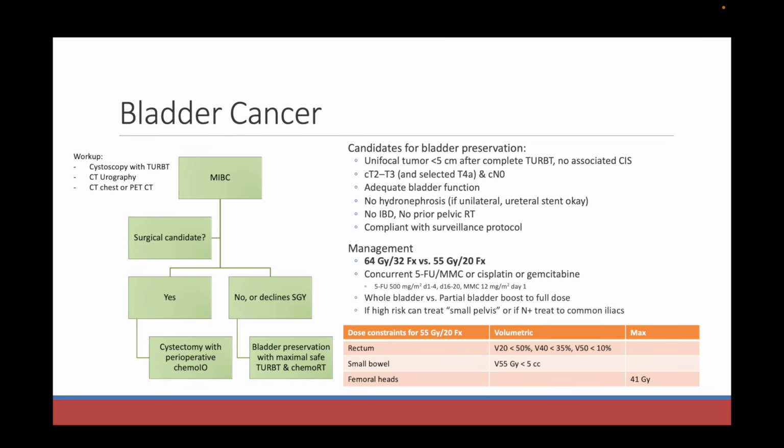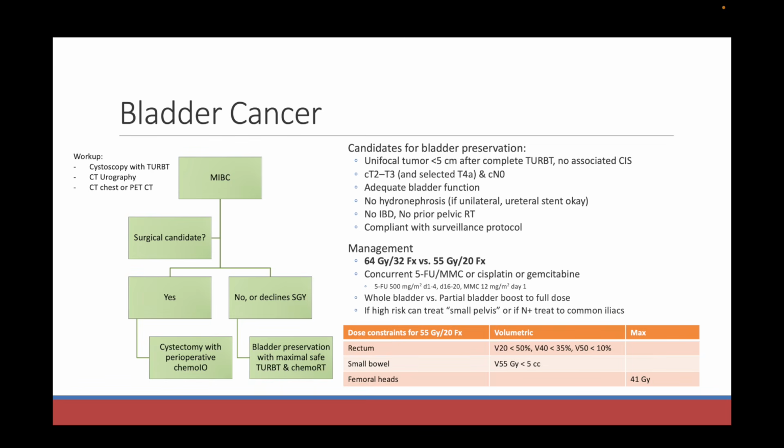So for muscle invasive bladder cancer, the first question we have to ask is, are they a surgical candidate? And if they are, then the standard is typically cystectomy with perioperative chemoimmunotherapy. If they do not want surgery or they're not a surgical candidate, then they may be a candidate for bladder preservation using maximal safe TURBT followed by chemoradiation. Now, who are candidates for bladder preservation?